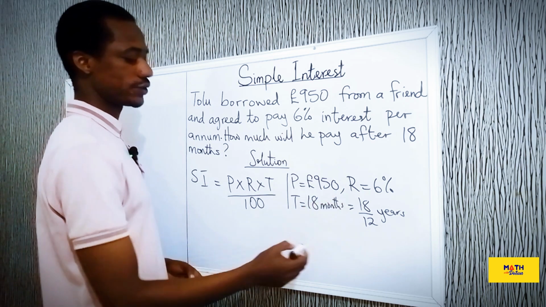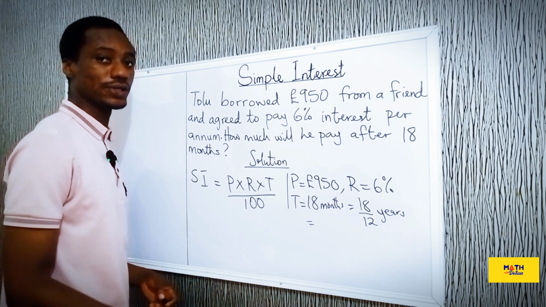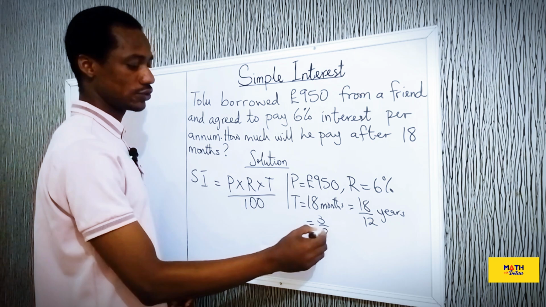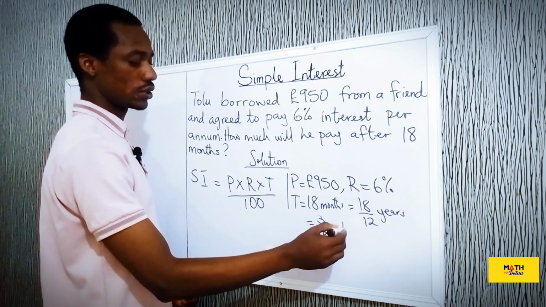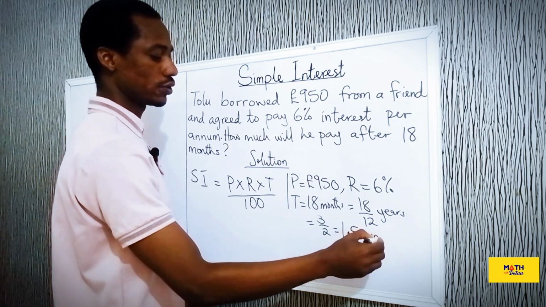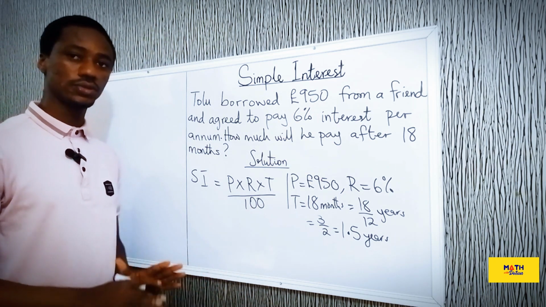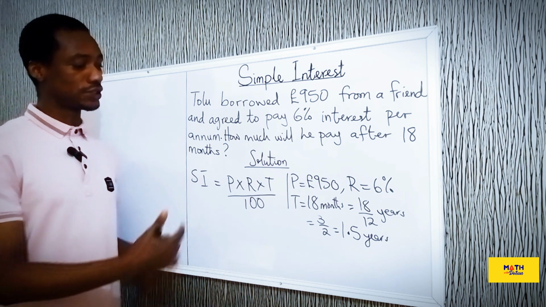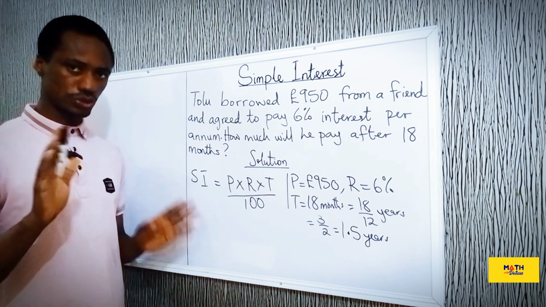If you reduce this, 6 can go in 12 and 6 can go in 18. 6 in 18 is 3, 6 in 12 is 2. So that's 3 over 2, which is also the same thing as 1.5 years. There are two ways to do this. You can use your fraction to solve, or you can use your decimal. If you are comfortable with decimals, solve with decimals. If you're more comfortable with fractions, solve with fractions. I'll show you how to do the two.